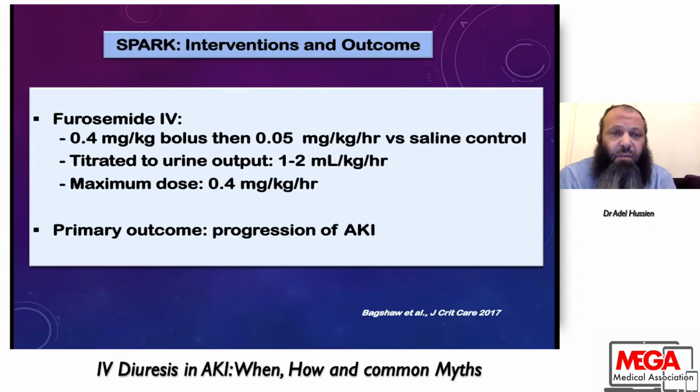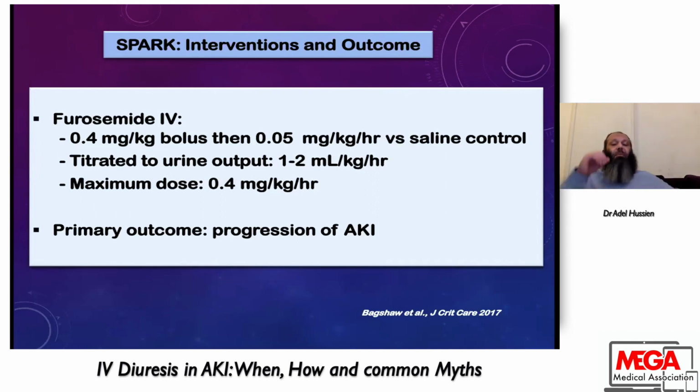The intervention, what they did to treat established AKI: they gave furosemide as a loop diuretic. This was the dose: a bolus of 0.4 milligram per kg, then 0.05 milligram per kg per hour, and the control was just fluids with saline. They titrated the diuresis to a target urine output of 1 to 2 ml per kg per hour, and the maximum dose of furosemide given in the SPARK study was 0.4 milligram per kg per hour.